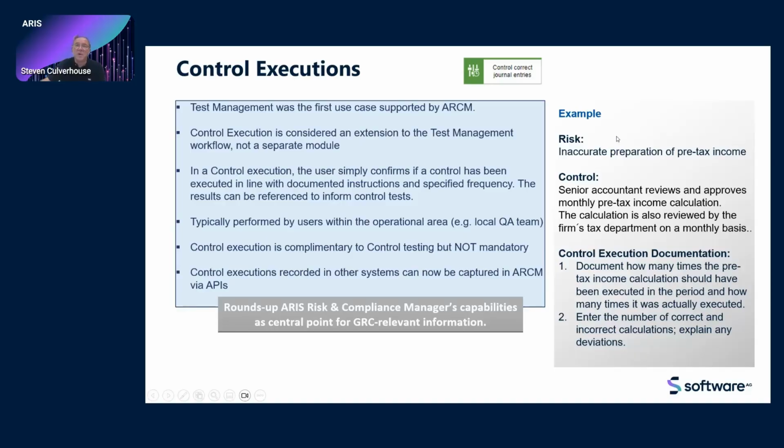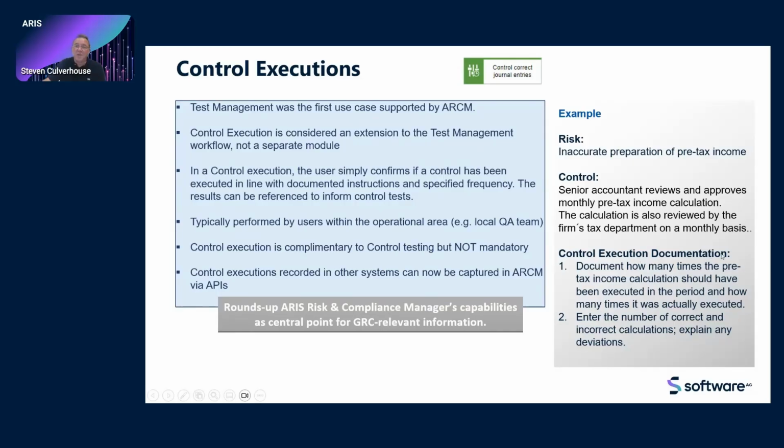So here's an example, and I think we're going to use this in the system. An accurate preparation of pre-tax income is the risk. The control is an accountant, a senior accountant, reviews and approves this calculation on a monthly basis. And it's also checked by the tax department as well.